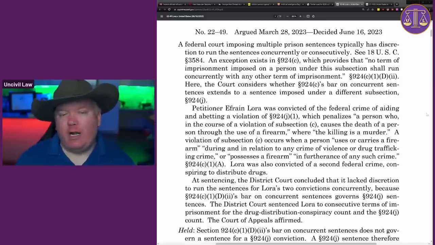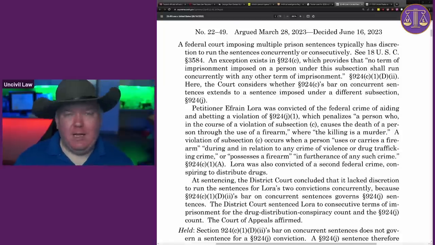A federal court imposing multiple prison sentences typically has discretion to either run sentences consecutively or concurrently. You've done multiple bad things. Should you serve your sentences all at the same time or one after another? How do we determine that? Now, one of the major factors for determining that is what's called the criminal transaction. All the crimes that occur during a contemporaneous series of criminally related acts.